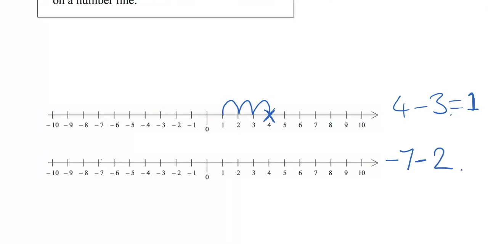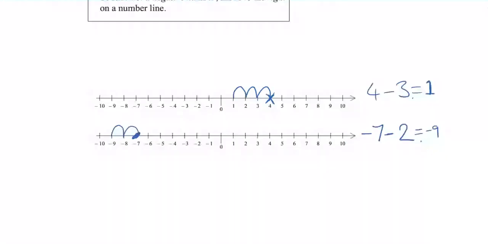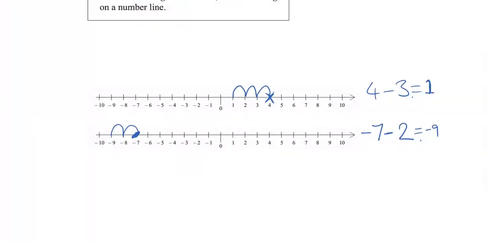Okay, so imagine minus 7 as your starting position, and we're going to be moving down 2 places. So the value here is going to be minus 9. If you keep thinking about that movement on a number line, you're going to make far less mistakes.